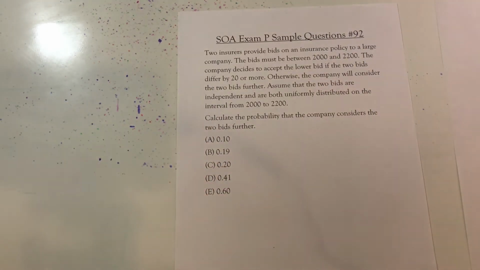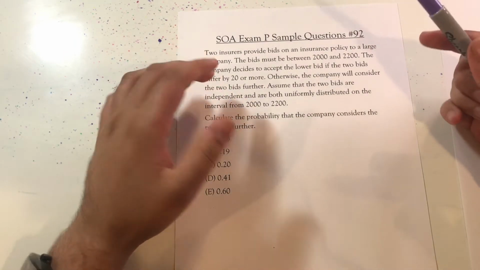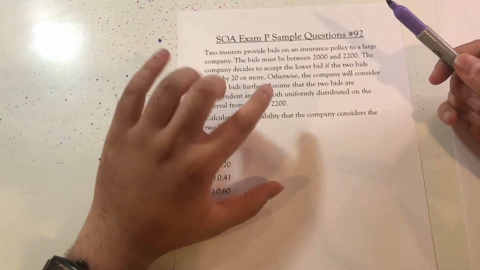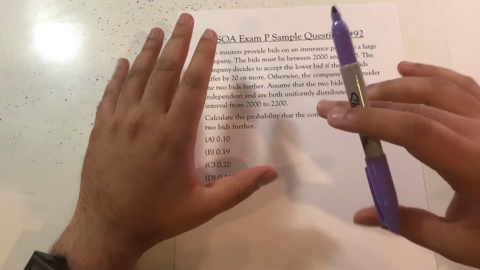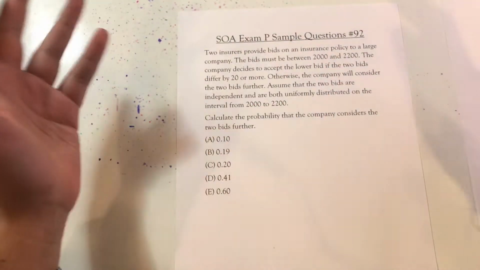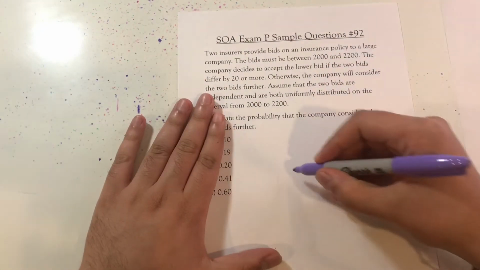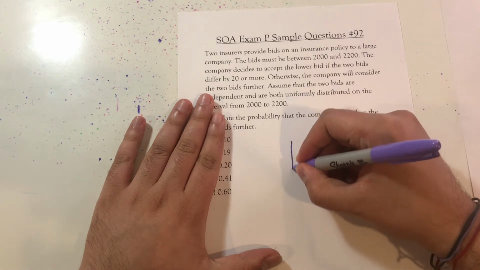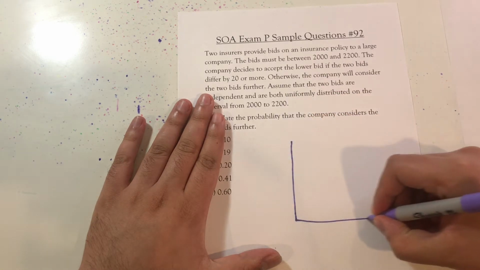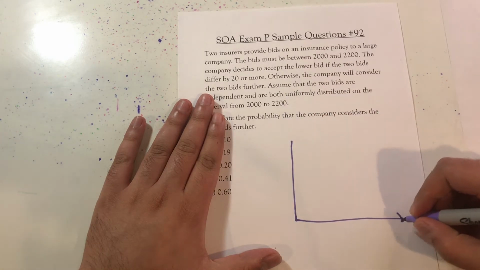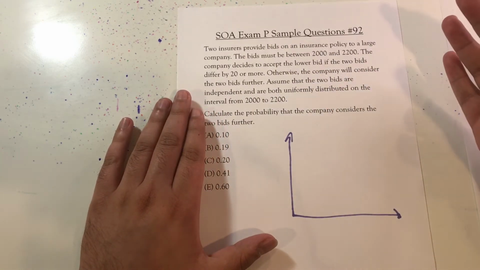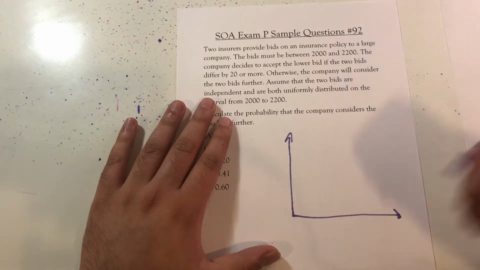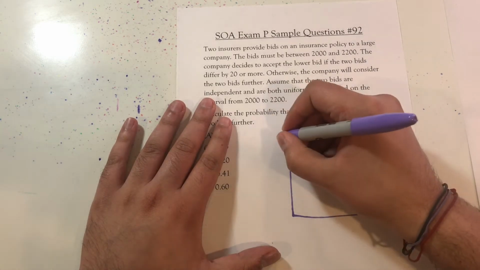So when we have a joint distribution like this, we are going to want to draw a picture. Especially when we have this uniform joint distribution, because it's going to help us not do any calculus, right? We're calculating a probability, and because we're dealing with uniform distributions, we can make this a geometry problem. So let's say X is the bid from the first company and Y is the bid from the second.